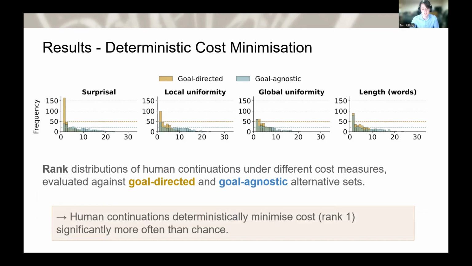Overall, we find that human continuations minimize cost more often than we would expect by chance. This pattern is especially clear for surprisal in the goal-directed set. Here, 53.4% of human continuations have the lowest surprisal among their alternatives, which is 3.24 times higher than the chance baseline. This supports a speaker-oriented interpretation of surprisal-based cost minimization. Length shows the largest increase over chance in the goal-agnostic setting, 3.69 times higher than the baseline, and larger than any other cost measure. This suggests that length-based minimization may reflect a listener-oriented pressure.